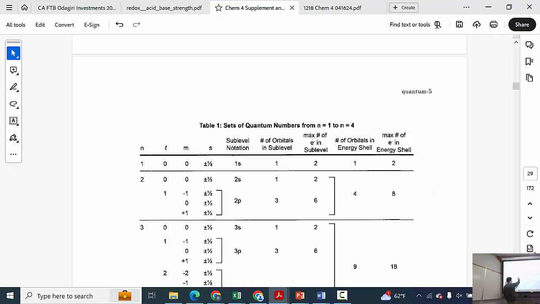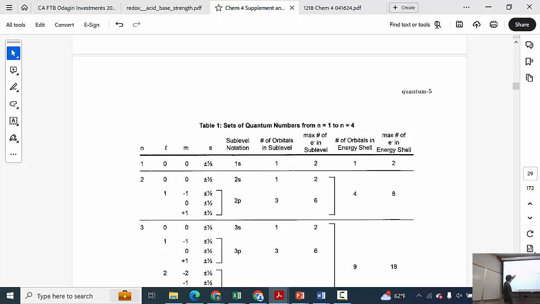That shape 0 is called an s, and it turns out it's spherical. How many of these spherical ones do I have? Well, I'm going to go from minus L to plus L. So minus 0 to plus 0 is only one value. That means I only have one of these spherical shaped orbitals at the lowest energy.